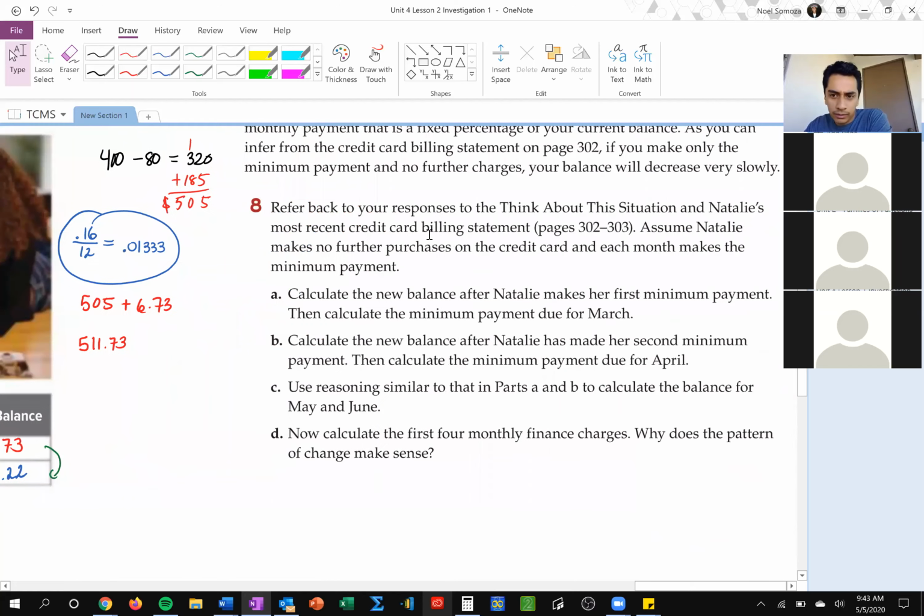Okay, so it says refer back to the responses to the think about the situation and Natalie's most recent credit card billing statement. And that's what we just looked at. Assume Natalie makes no further purchases on the credit card and each month makes the minimum payment. Okay, so she's not going to spend any more, but she's just going to chug away with this minimum payment. All right, calculate the new balance after Natalie makes her first minimum payment, then calculate the minimum payment due for March. Okay, so let's start here with what she has.